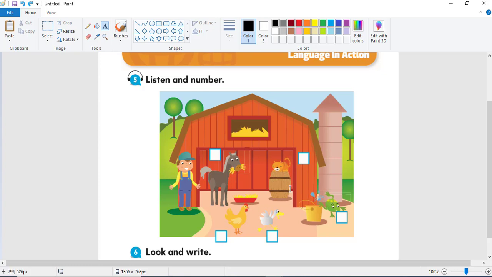Yes, we can see a farmer and a horse. What else can you see? Yes, correct. A cat. What else can you see? A chicken. Great. What else can you see? A duck. Great. What's missing? What else can you see? Yes, great work. It's a frog. Yes. So now let's listen and try to number the pictures.